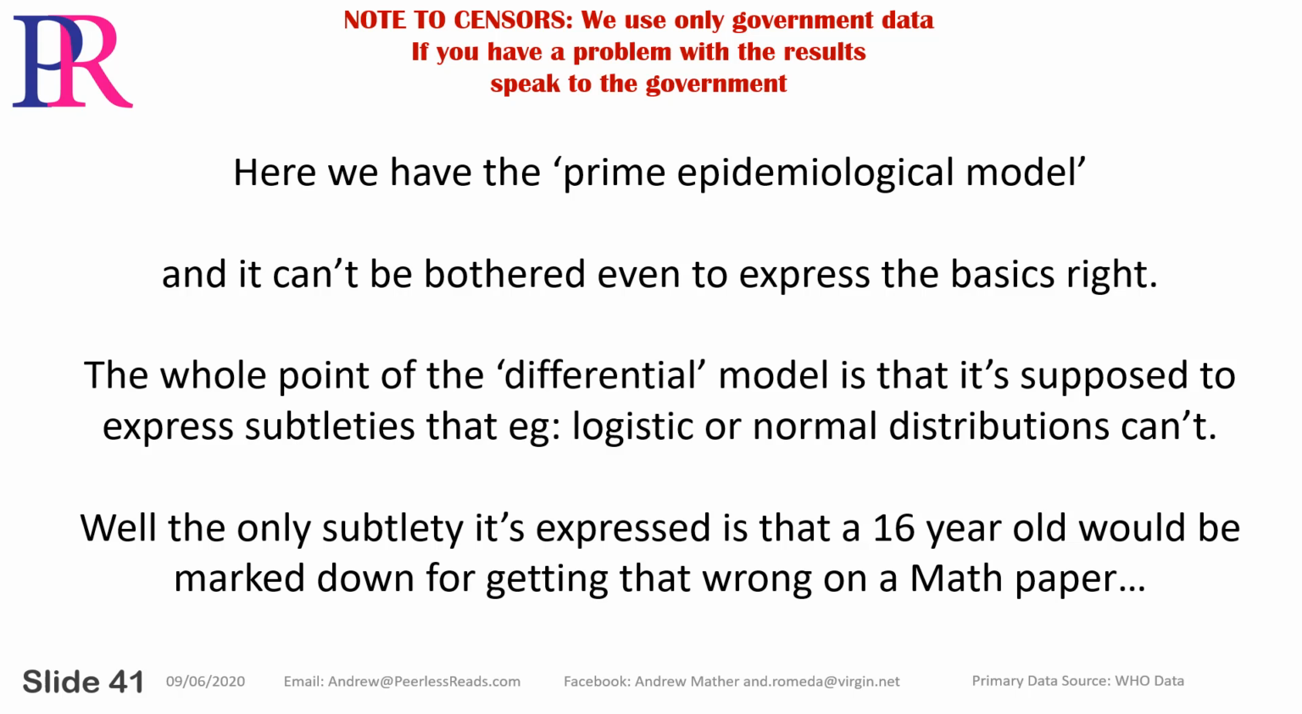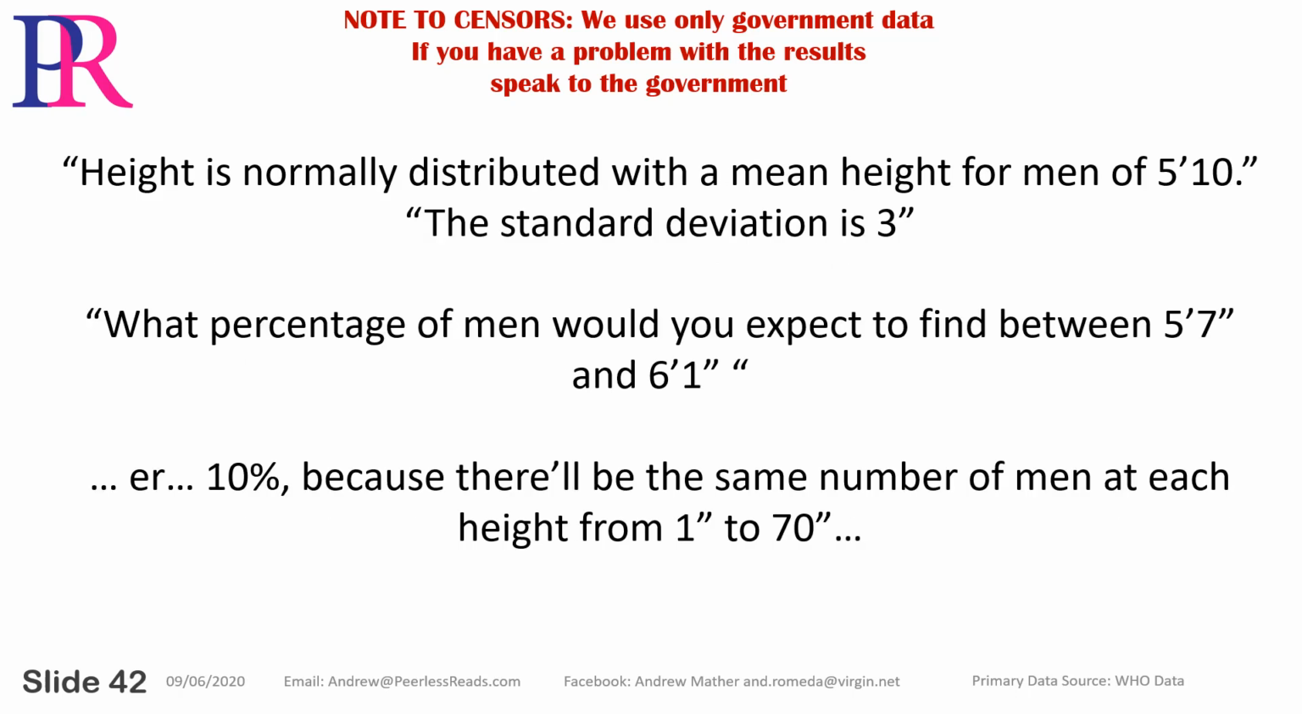The whole point of the differential model is that it's supposed to express subtleties that e.g. logistic or normal distributions can't. Well, the only subtlety it's expressed is that a 16-year-old would be marked down for getting that wrong on a math paper. Height is normally distributed with a mean height for men of 5 foot 10 inches. The standard deviation is 3. What percentage of men would you expect to find between 5 foot 7 and 6 foot 1?